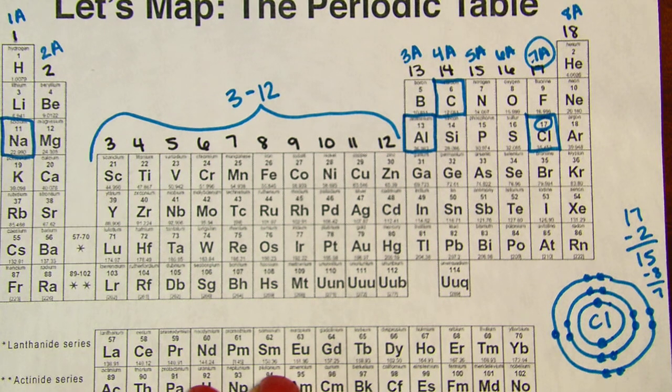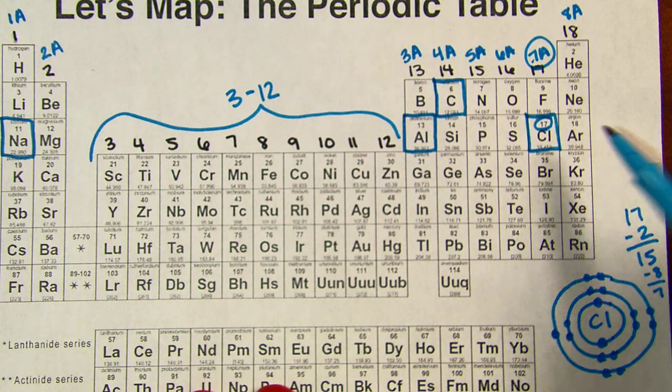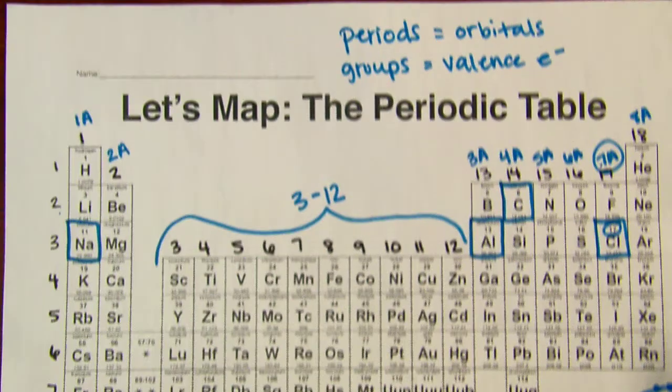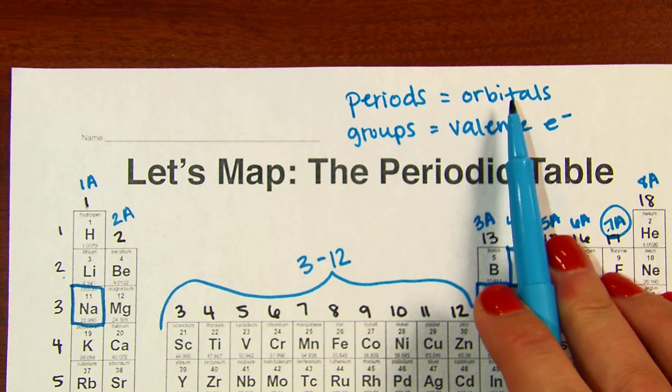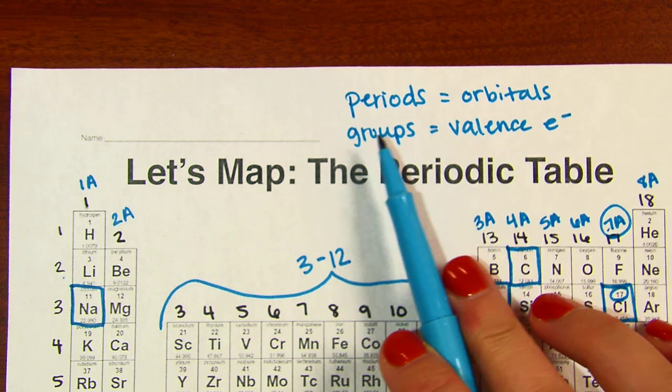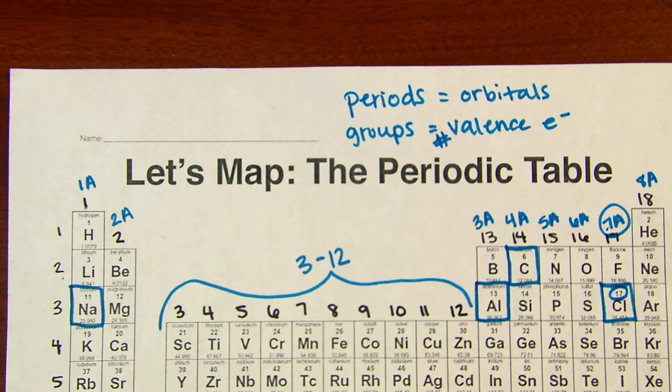The periodic table is awesome in this way. It's very organized, it's set up wonderfully, and we can tell a lot of information just by looking at it and by labeling our periods and groups. So again, to recap, our periods tell us how many orbitals will be in the Bohr model. Our groups tell us the number of valence electrons in our Bohr model.